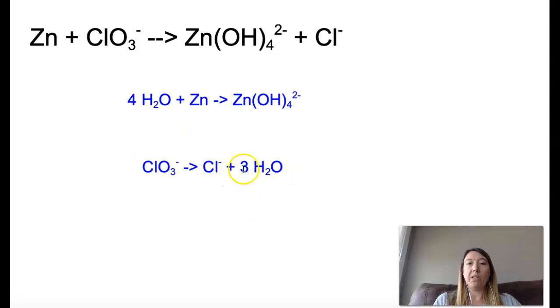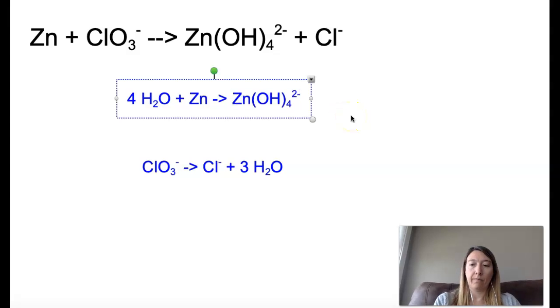Okay, next step is take care of those hydrogens. I have 8 hydrogens here. I only have 4 over here. So we are going to have to add 4 hydrogen ions, right? So that we now have 4 plus 4 giving us 8, which matches those 8.